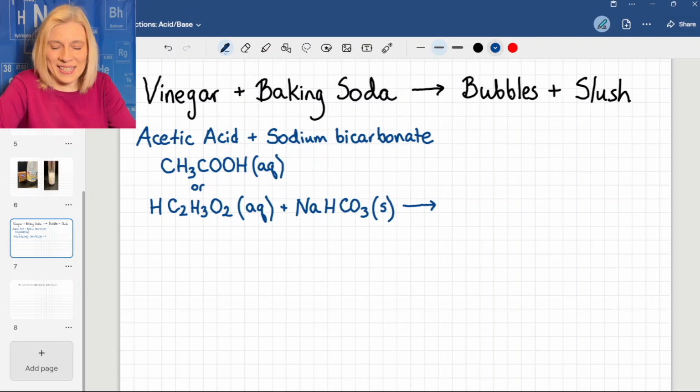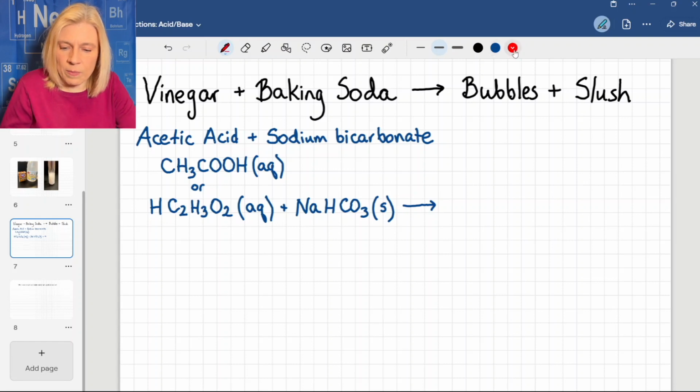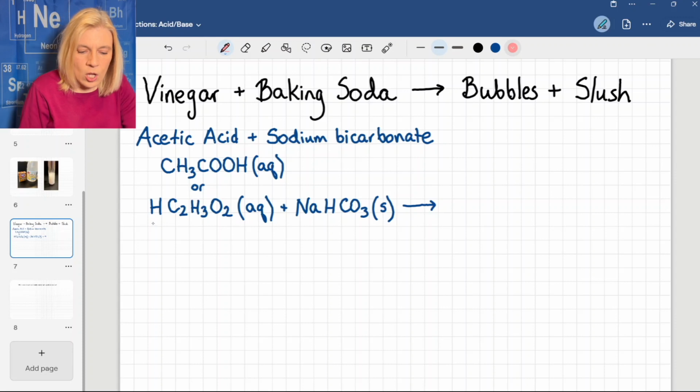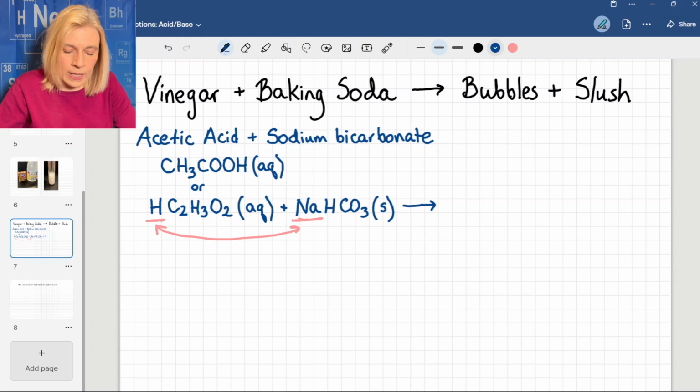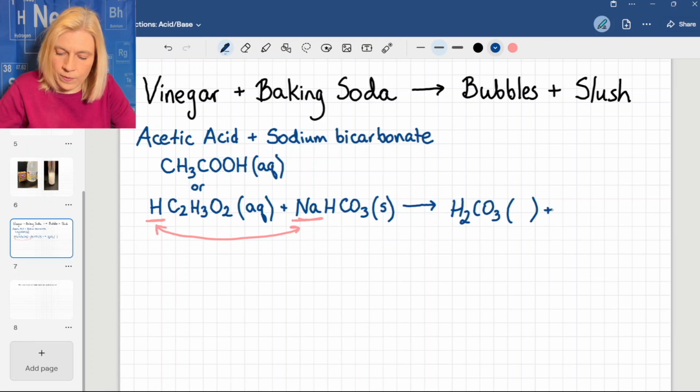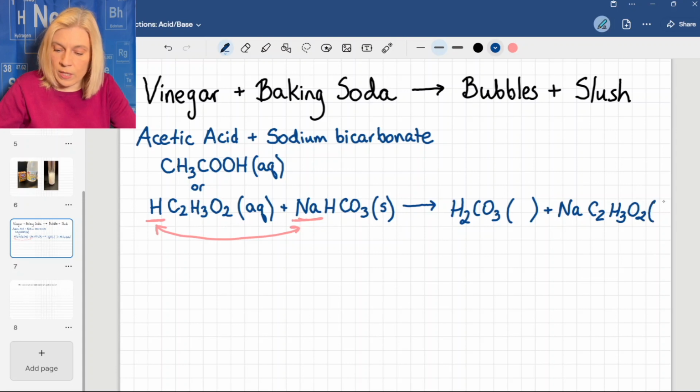So let's do this. Remember, it's a double replacement reaction, right? So we're going to switch our cations. We're going to switch the hydrogen with sodium. They switch places. So we're going to form H2CO3, and then we're going to have sodium acetate, C2H3O2. And we're going to look quickly at our solubility rules. Acetates are always soluble, so this is aq. And this one, the two hydrogens with the carbonate, is also aq.